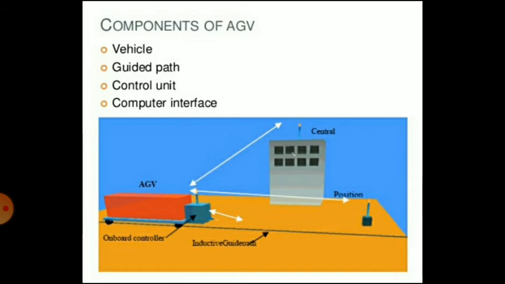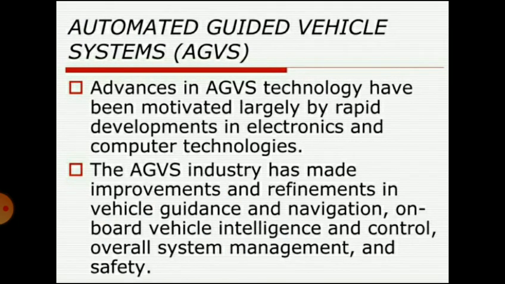An AGVS is appropriate where different materials are moved from various load points to various unload points. AGVS is therefore suitable for automating material handling in batch production and mixed model production. So advances in AGVS technology have been motivated largely by rapid developments in electronics and computer technologies.